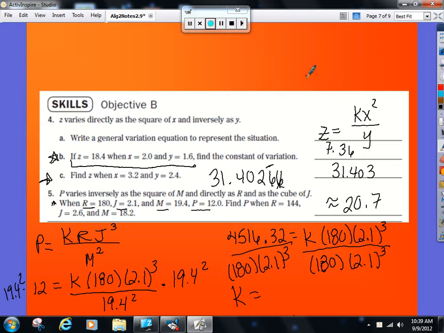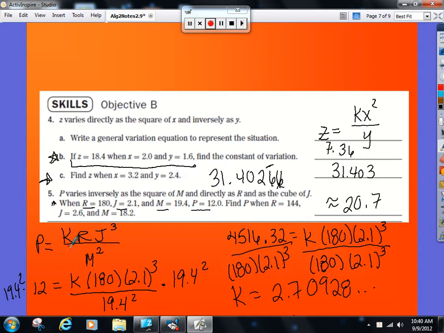Divide by parentheses. Group this value here, because the whole 4,516 is being divided by all of this. So divide by 180 times 2.1 to the third, caret 3, in case you don't remember. Then you're going to close those parentheses. And I have 2.70928, and so on. Not even done with this problem yet. That's just my k value.